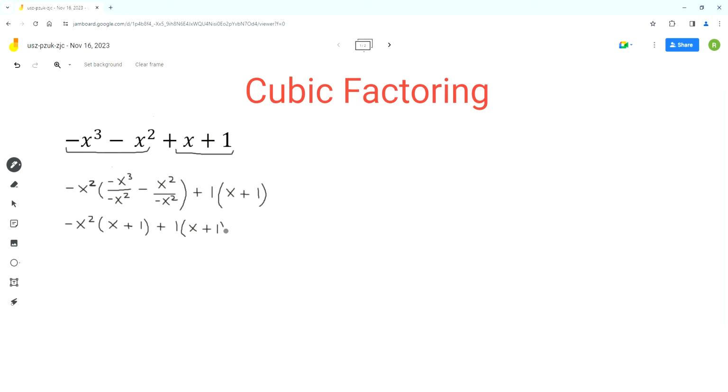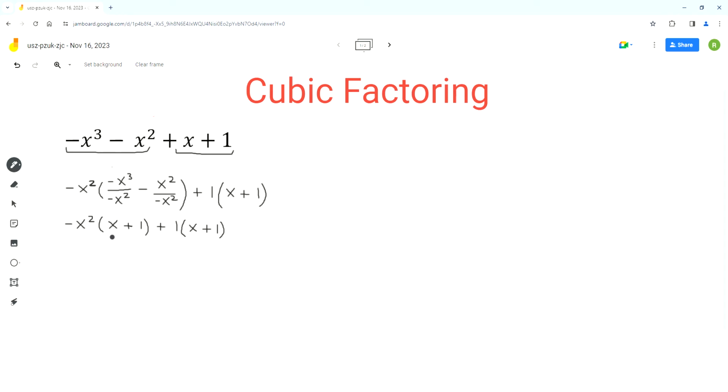So we can see that in both of these terms we have this x plus 1 in the parentheses. So since this x plus 1 is common to both terms, that means the grouping method works for this cubic expression. If we had gotten different terms in these two parentheses, then the grouping won't work. So this is a very important concept you need to understand and memorize.